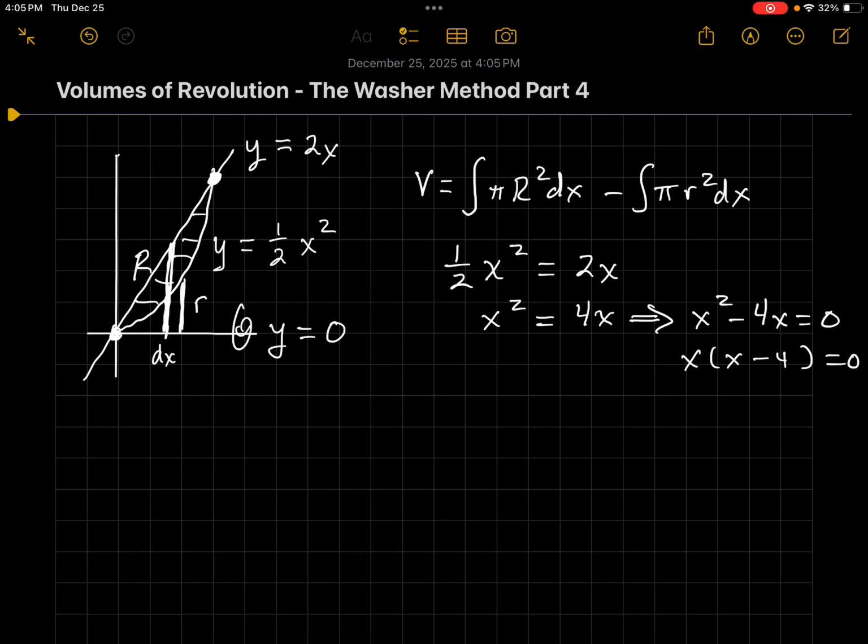So I know that, indeed, it intersects at the origin. x equals 0. Easy to see that y equals 0 as well, because y equals 2x or y equals 1/2 x squared. And then up here at x equals 4, which means y equals 8. Since the width of my cross-section is dx, I will choose the x limits.